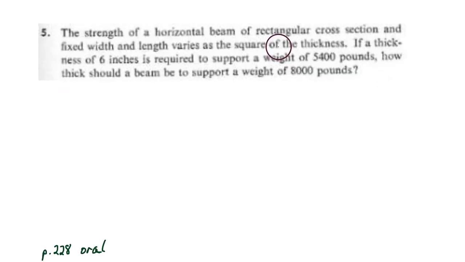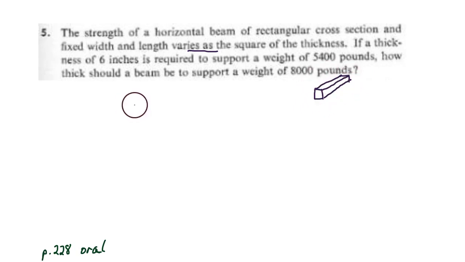Next, number 5. The strength of a horizontal beam with rectangular cross-section and a fixed width and length varies as the square of the thickness. If a thickness of 6 inches is required to support a weight of 5,400 pounds, then how thick should the beam be to support a weight of 8,000 pounds? So it's talking about a square beam. If we were to draw a picture of the beam, it would look like this. Imagine this is a picture of a right rectangular prism, our beam.